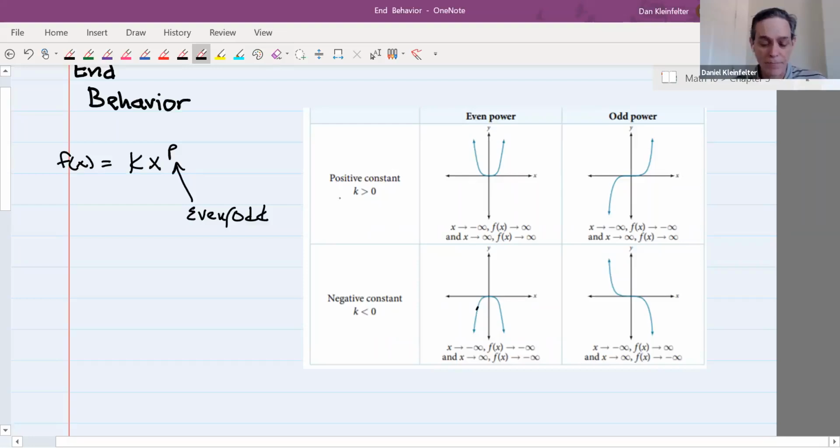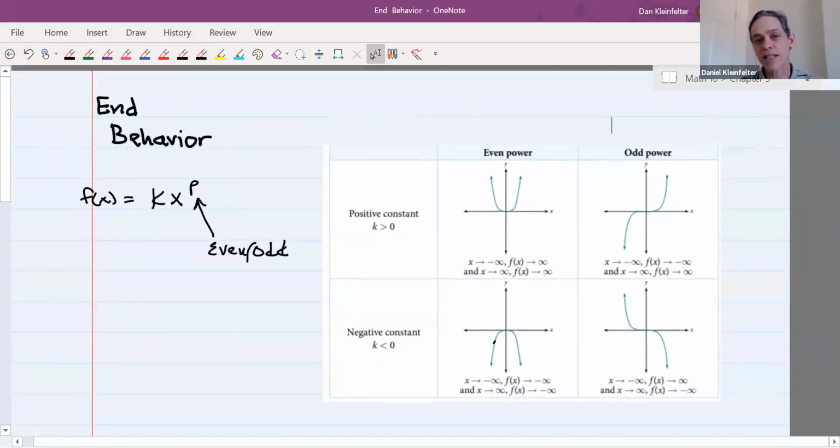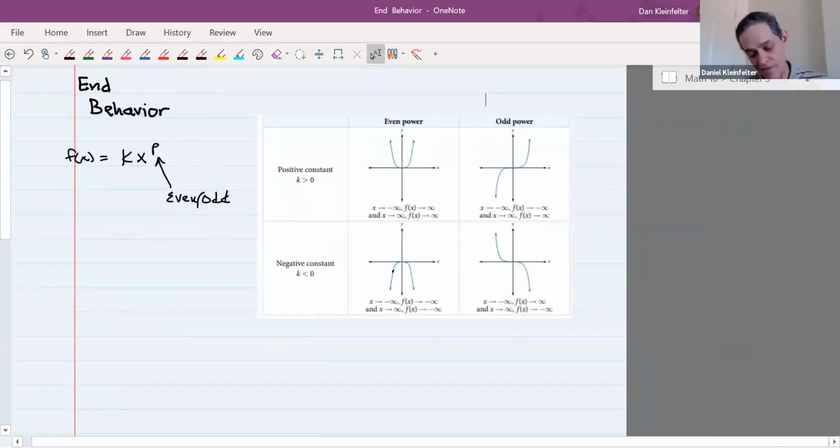And then once you've got that, if it's positive or negative, that's telling you which way basically it's going to face. For the positive even, it's both up. For the negative even, it's both down. For the odd power and positive coefficient, it's going to be right end up, left end down. For negative, it's going to be left end up and right end down. Okay, so that will be the end behavior for a power function, and it's dictated by the coefficient and the exponent. Okay, so let's see a couple of examples.